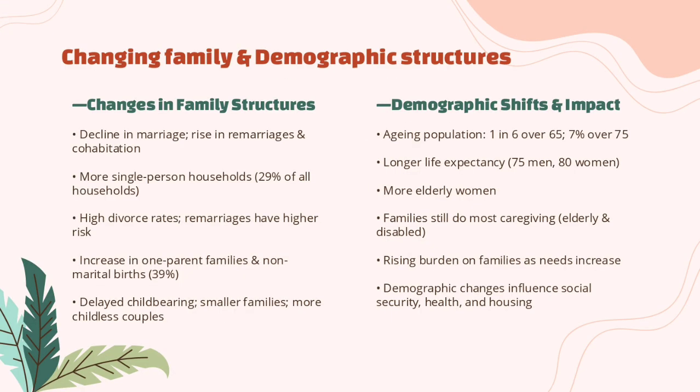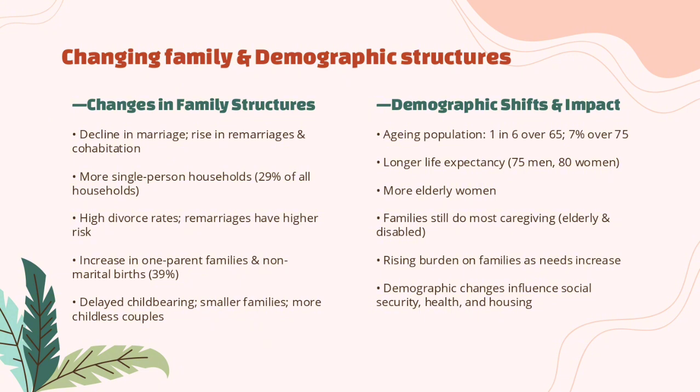Next, changing family and demographic structure. Changes in the family structure include a decline in marriage and a rise in remarriage and cohabitation. More single-person households, at about 29% of all households. A high divorce rate, with remarried couples at higher risk, an increase in one-parent families, and non-marital births at about 39%. Delayed childbearing means smaller families and more childless couples.